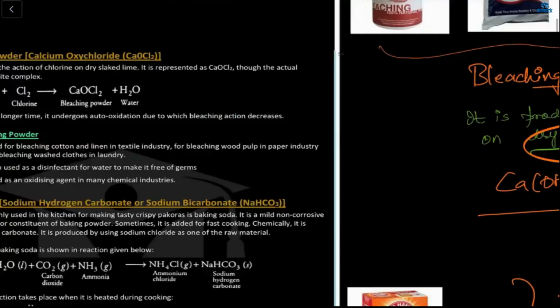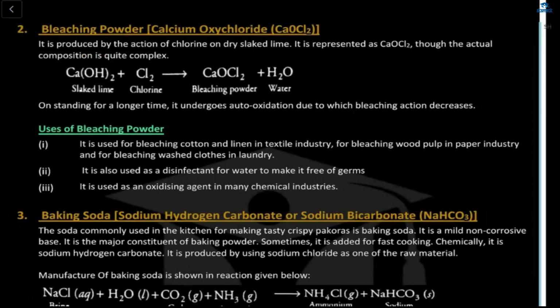Okay, so here also it's written, see, it is produced by the action of chlorine on dry slaked lime. It is represented as CaOCl2. This CaOCl2 is the formula of bleaching powder, though the actual composition is quite complex. This is slaked lime, calcium hydroxide, Ca(OH)2, combining with chlorine, producing bleaching powder and water. Okay, so on standing for a longer time, it undergoes auto-oxidation, due to which the bleaching action decreases.